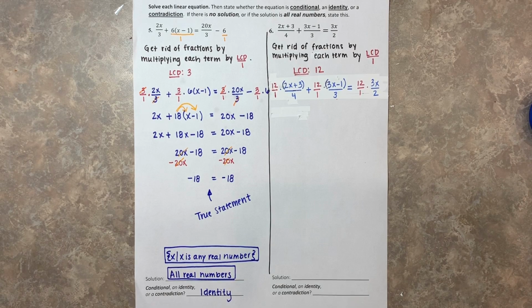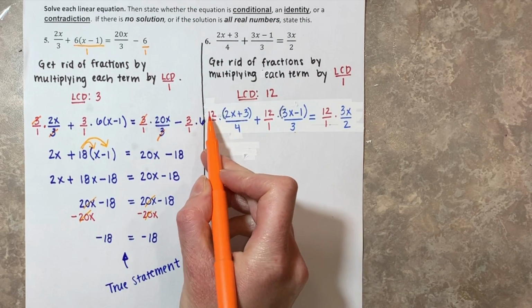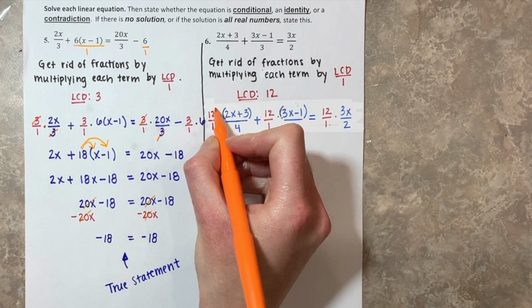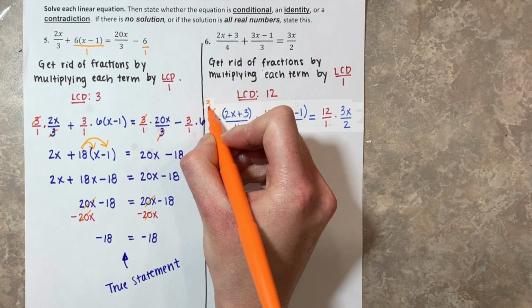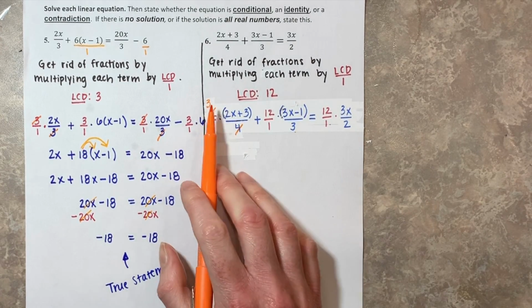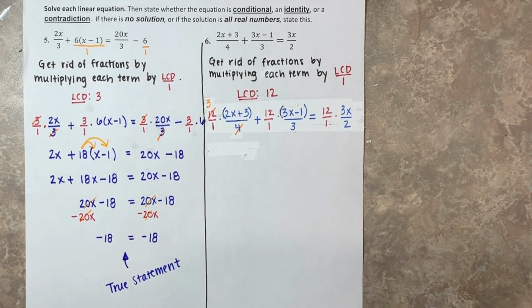So one approach to eliminate the fractions is we could use that canceling approach. So I notice here we can take 12 divided by 4 to get 3. And that will leave us with 3 times 2x plus 3 in the numerator. And we're just left with 1 in the denominator, so we don't need to write it. Let's do some more canceling.